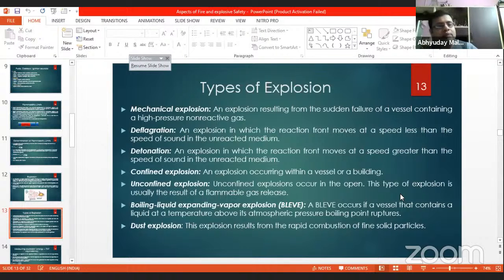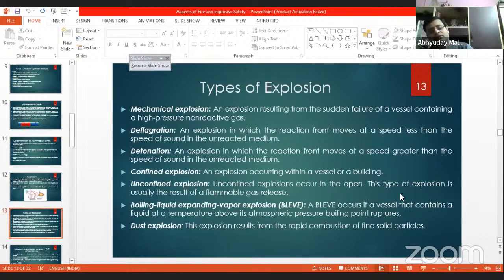A special type of explosion is called a boiling liquid expanding vapor explosion, or a BLEVE. This I will come to in detail in the subsequent slides. It occurs when a vessel that contains a flammable liquid at a temperature above its boiling point ruptures, and then a BLEVE occurs. How does it occur? I will discuss in detail in subsequent slides.